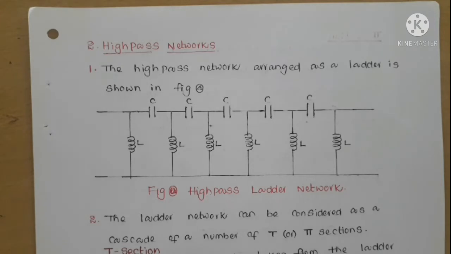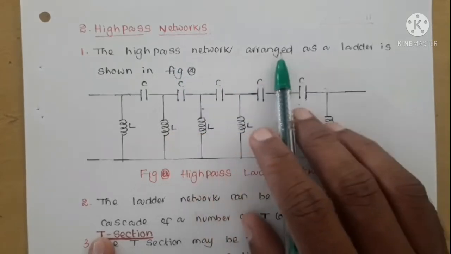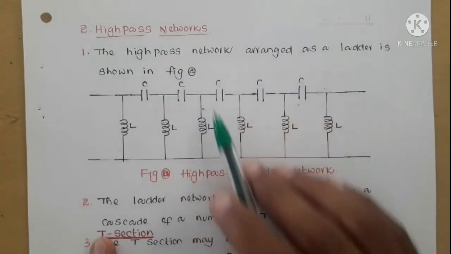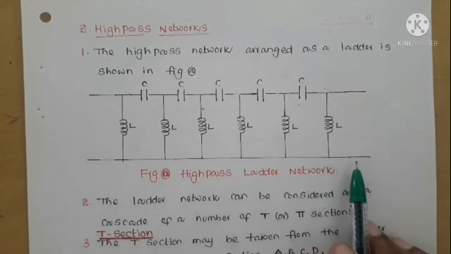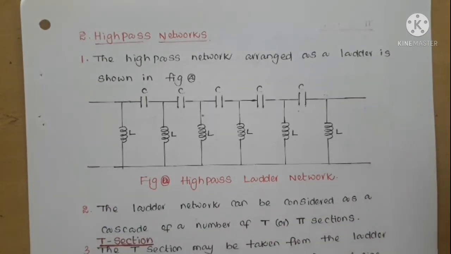So next is the high pass network. This is a high pass ladder network. The high pass network arranged as a ladder is shown in figure A. This is a ladder network and this acts as a high pass filter network, or high pass ladder network.